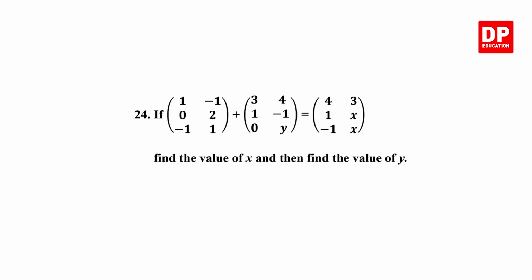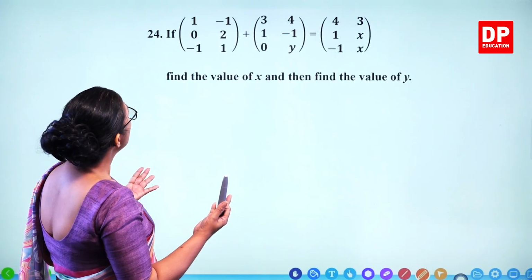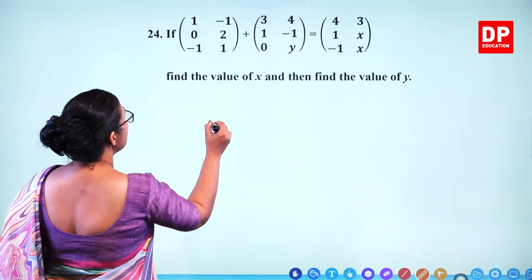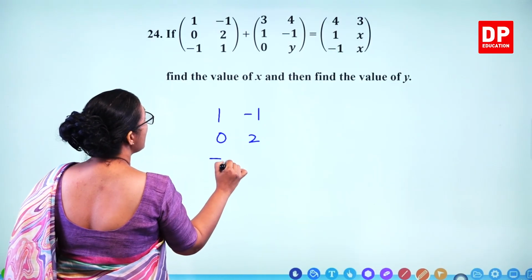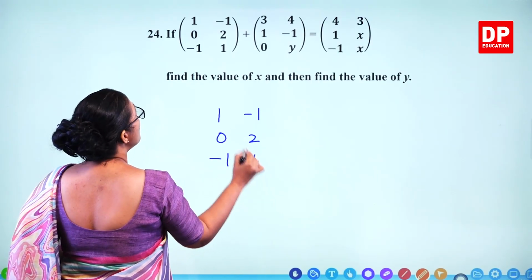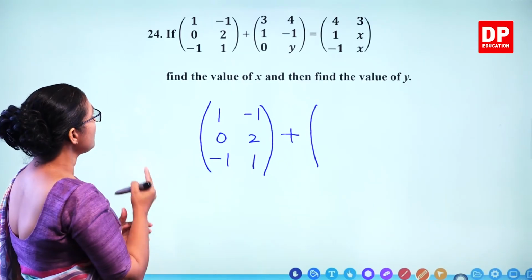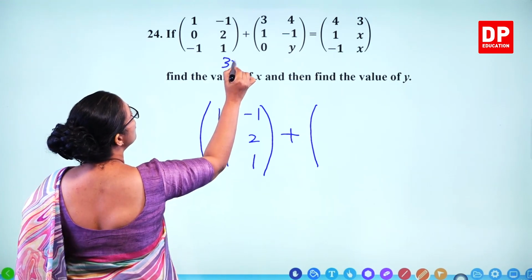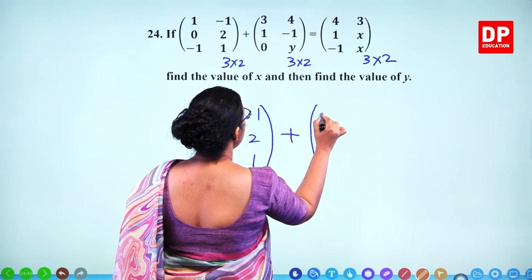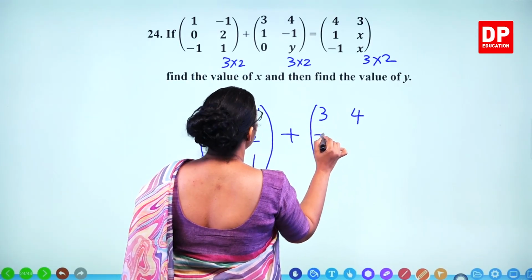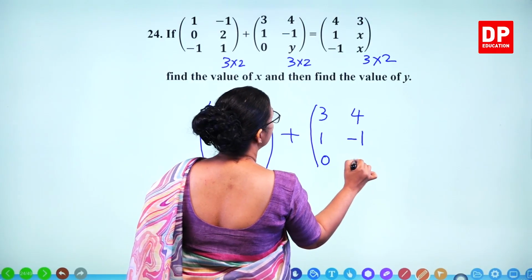Question number 24. Find the value of x and then find the value of y. Two matrices, the addition is equal to the third one. When you are adding, we know that we can only add two matrices of equal size. 3 rows and 2 columns. So 3 by 2, 3 by 2, 3 by 2. So when you are adding, what happens here? You can add corresponding elements.